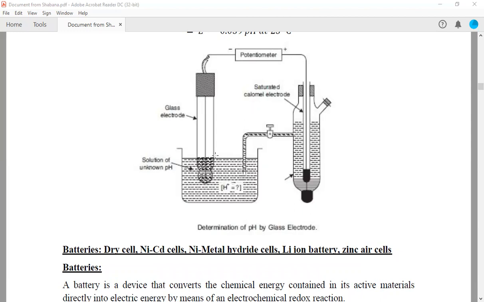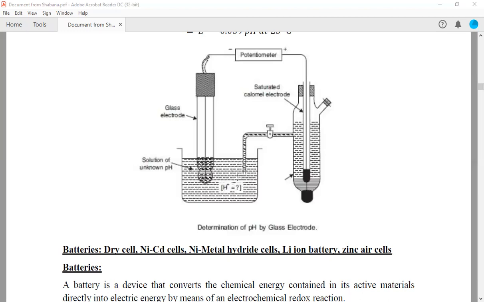The glass membrane of the glass electrode undergoes an ion exchange reaction. I already told you the composition of the glass electrode: it has sodium oxide 22%, silicon dioxide 72%, and calcium oxide 6%. The sodium ions present on the glass are exchanged for the H plus ions present in the solution.